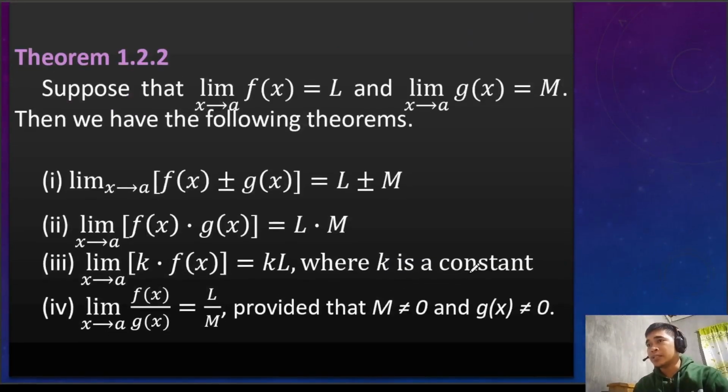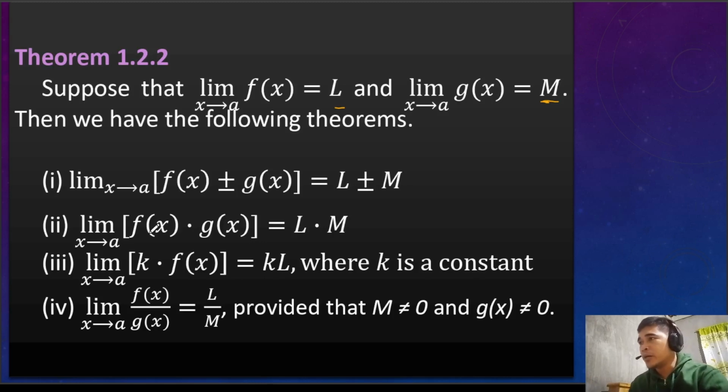Now let's add some additional theorems. Theorem 1.2.2. So kaganina, mas klaro, the limit of a variable is equal to the value of a, and the limit of a constant is equal to the constant itself. Now for theorem 1.2.2, suppose that limit of f of x as x approaches a is equal to L, and limit of g of x as x approaches a is equal to M.